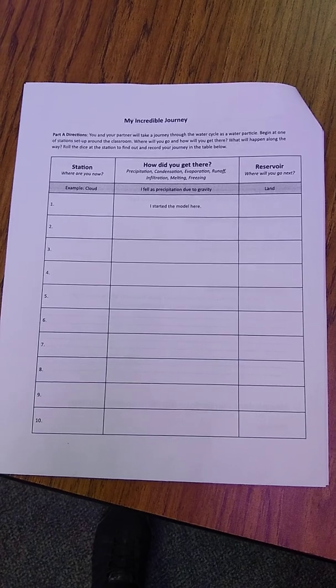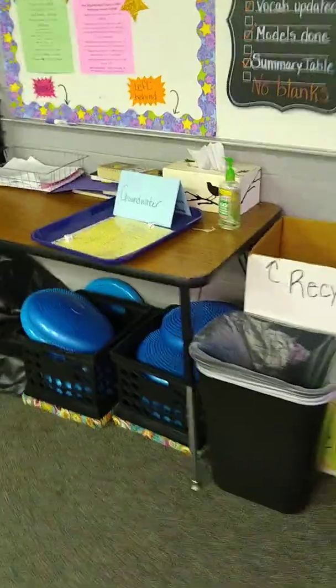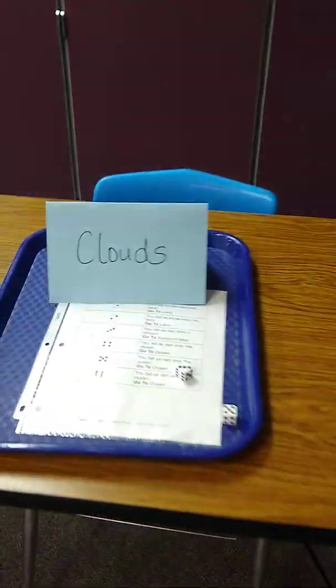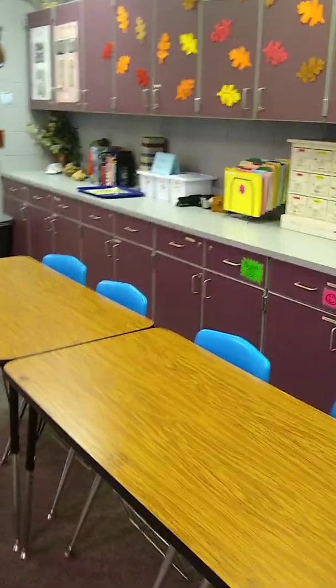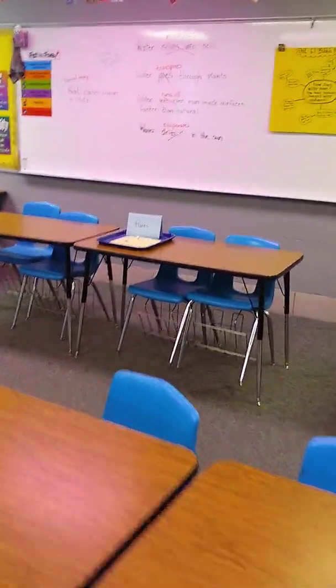On the next page in your packet is the activity for the incredible journey. In this, we simulated a drop of water, a raindrop, moving its way through the water cycle. So basically what we did is there are stations all around the room. We have ocean, we have groundwater, we have clouds, we have surface water over there, we have plants over there, we have animals over there, and finally we have land over here.